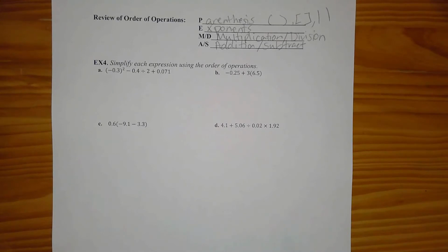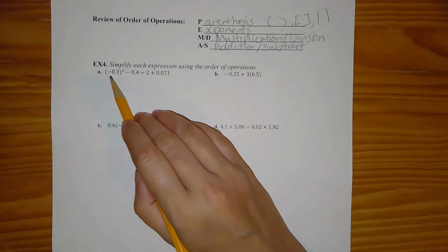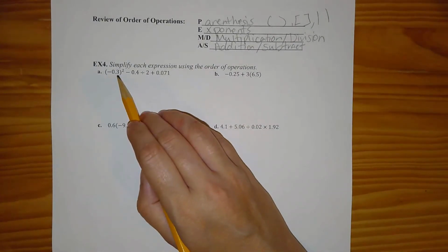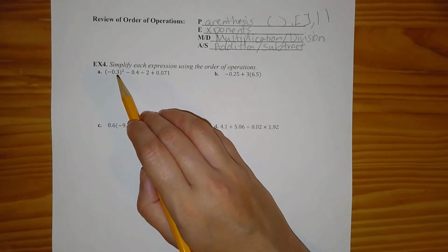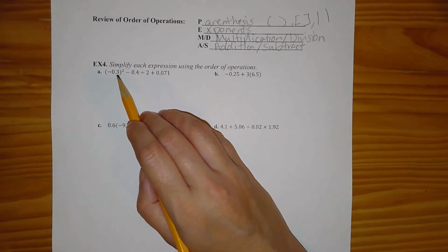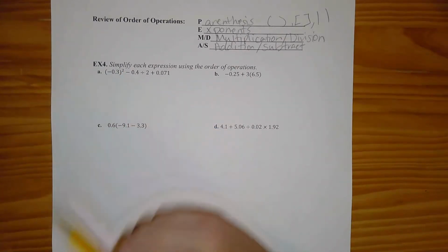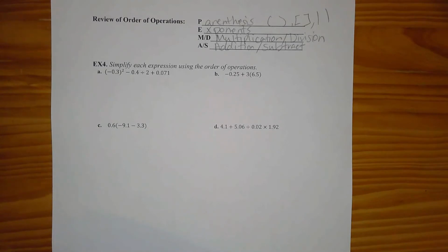We've got negative 0.3 squared minus 0.4 divided by 2 plus 0.071. All right. So parentheses first. Inside the parentheses is a negative 0.3. There are no operations in there. There's nothing to do with it. So there's nothing really to do with parentheses. So we go on to the next thing, which would be exponents.